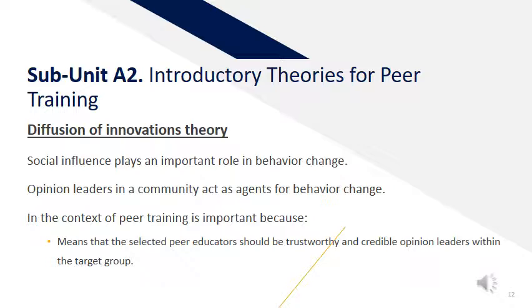In the context of peer training, this is important because it means that the selected peer educators should be trustworthy and credible opinion leaders within their target group. The opinion leader's role as educator is especially important in outreach work, where the target audience is not reached through formally planned activities, but through everyday social contacts.